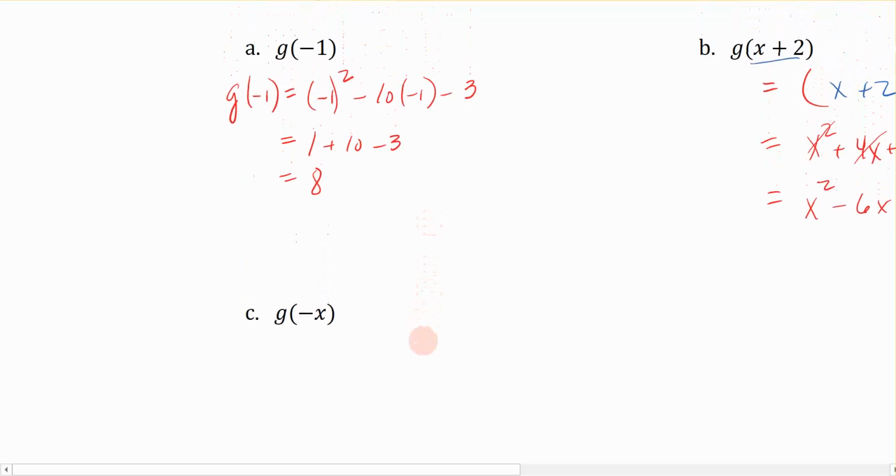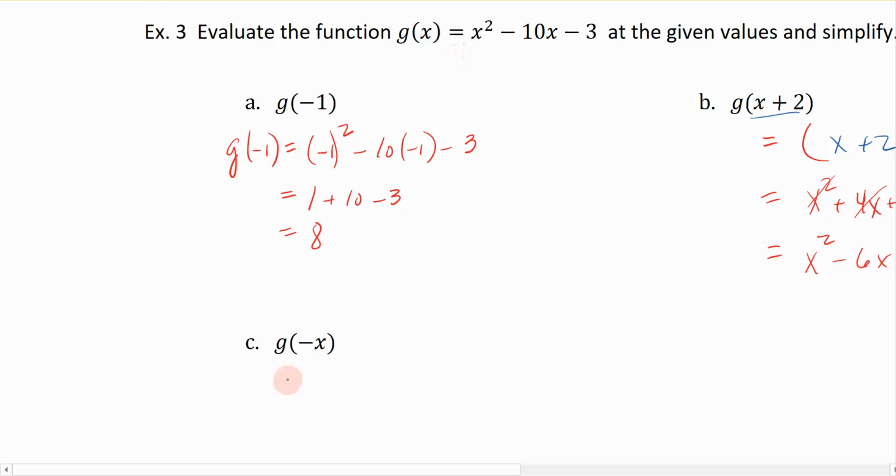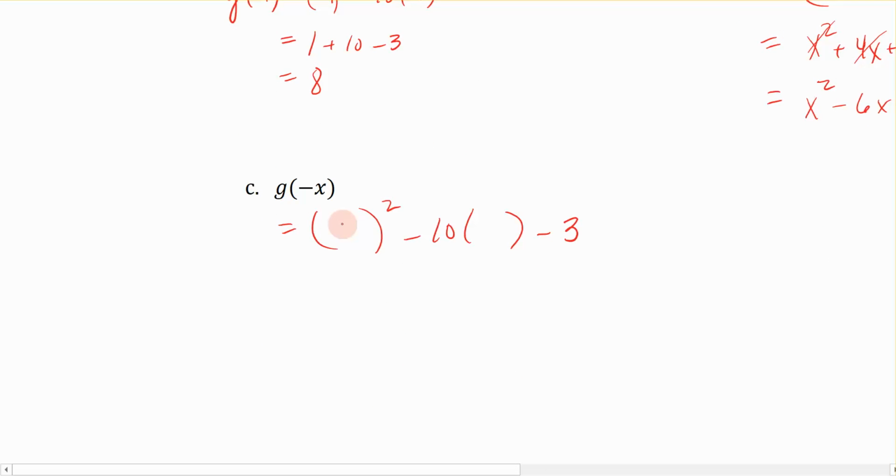So if you remember, here it is up here, we'll make it a little smaller. We have my first term squared minus 10 times that x minus 3. So everywhere I have a parentheses, I'm going to replace that with a negative x and simplify. What happens when I take negative x and square it? I get x squared. Negative 10 times a negative x is a positive 10x, and minus 3. So that was evaluating the function g of x at negative x.